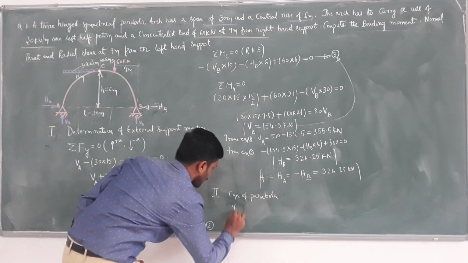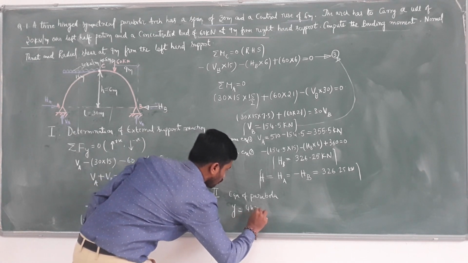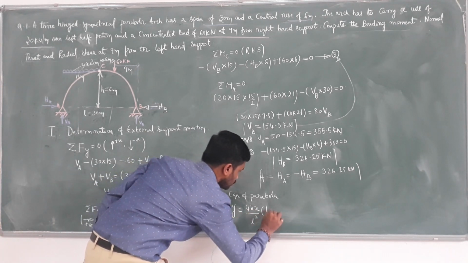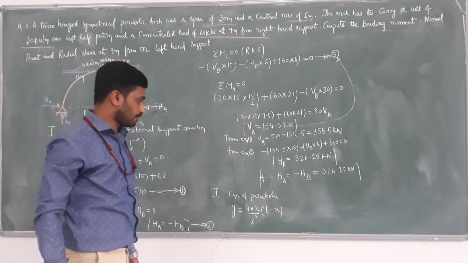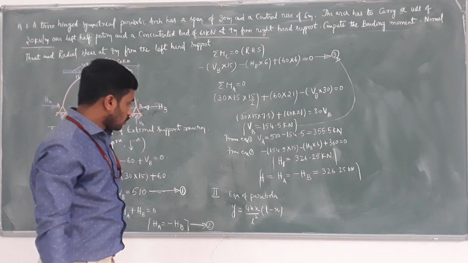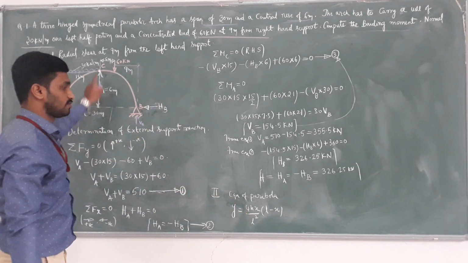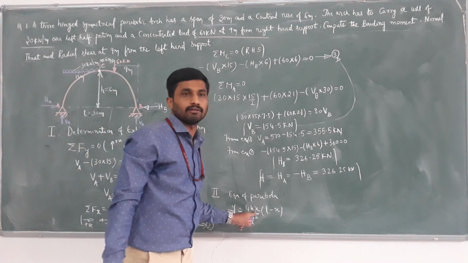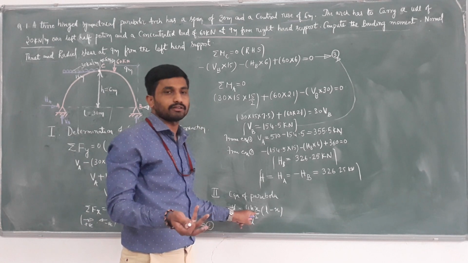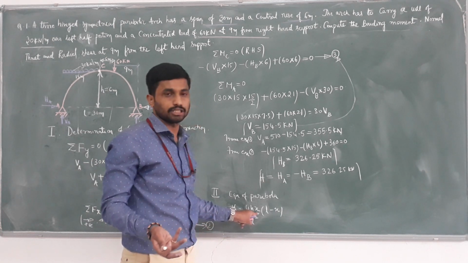So what is the equation of the parabola? y equals 4hx by L square into (L minus x). So now we have two things: one is h, which is the central rise, and x, which is the variable. Whatever distance we want, we can take that value in the x coordinate direction.